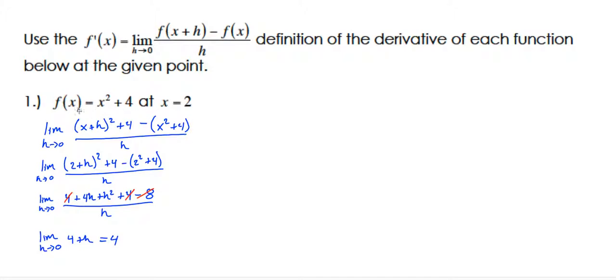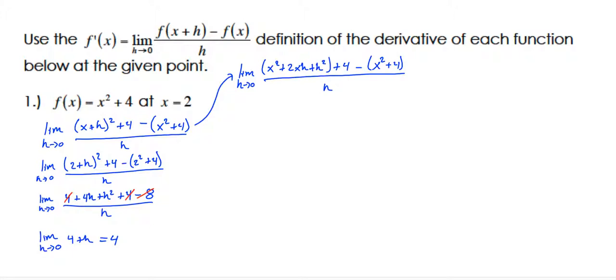Well, the other way we can do it is if we wanted the general derivative function, we don't have to plug in the 2 right away. We can find the overall derivative. So we could say, again, I'm going right back to this step here. I'm just not going to plug in the 2 until much, much later. So if we take this, we're saying that the limit as h goes to 0, and if we simplify (x plus h) squared, we're going to get x squared plus 2xh plus h squared plus 4 minus (x squared plus 4), all of it over h.